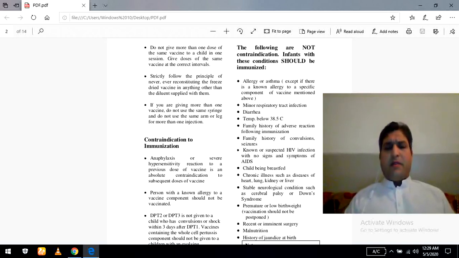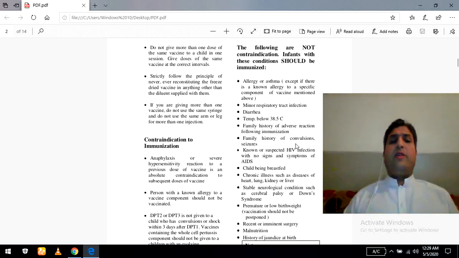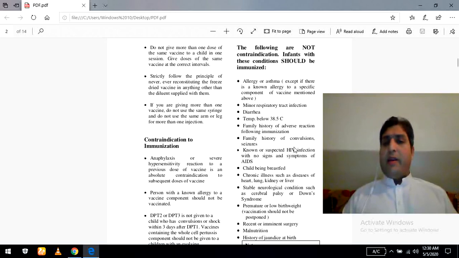Another very important one: if there is a family history of convulsion or seizure-like condition, we should continue. In the previous case, if convulsion is reported with the first dose of the DPT, then we have to stop. But if there is a general convulsion or seizure-like condition or a family history of convulsion, it doesn't mean that we have to stop. The normal schedule of the EPI should be continued. Only in the case of convulsion related to the first dose of the DPT do we have to contraindicate it. But in a general family history, we have to continue.